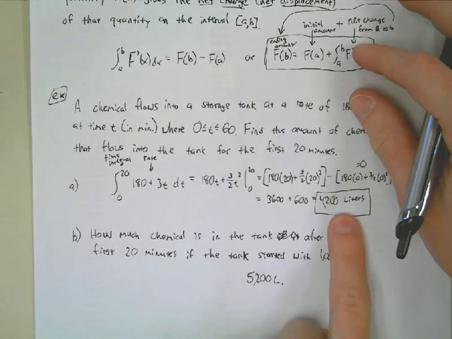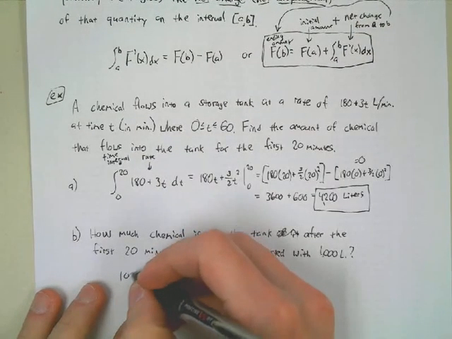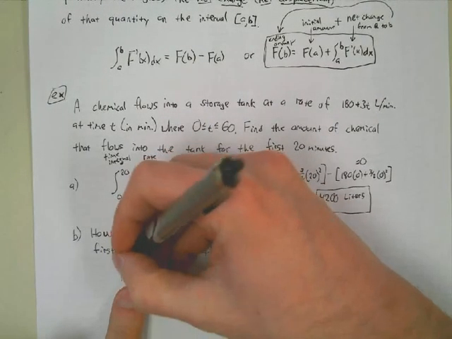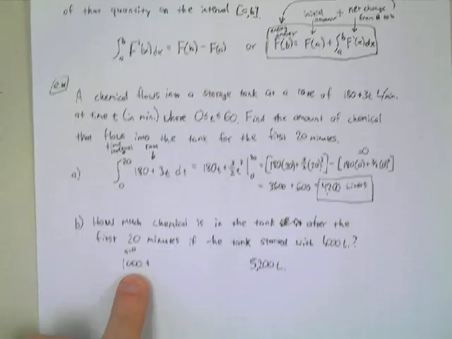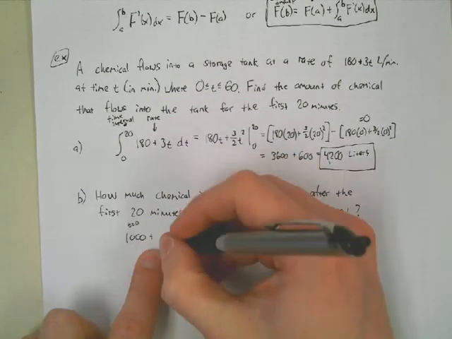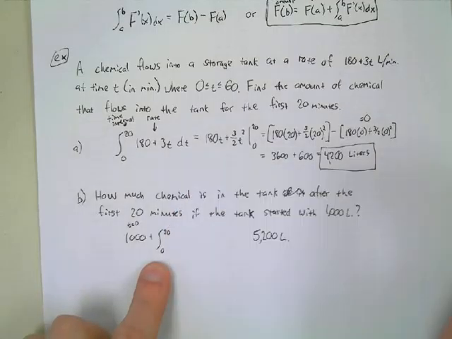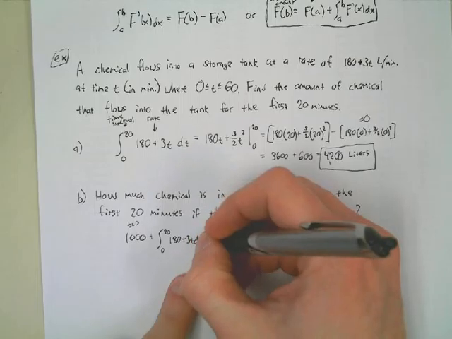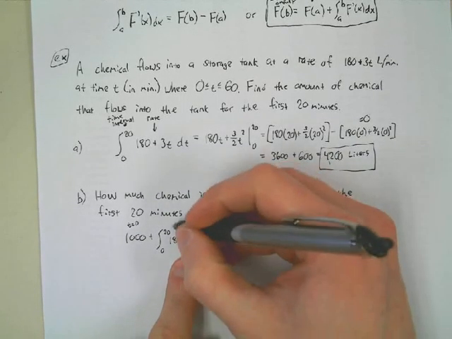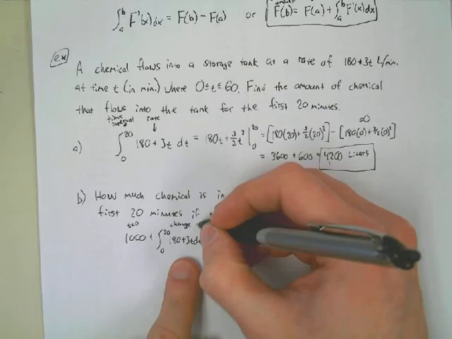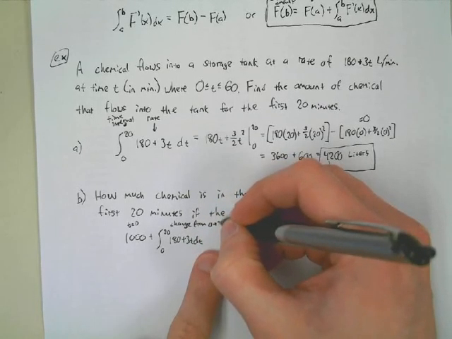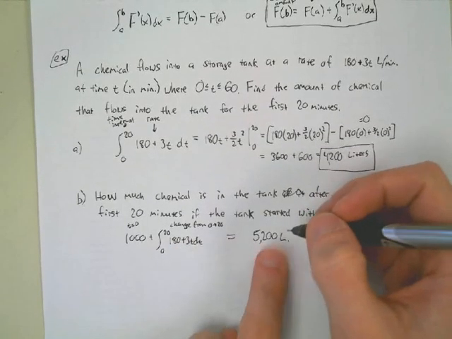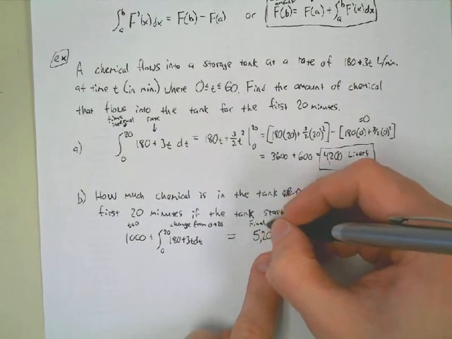So basically we're taking that 1,000, that's at time t equals 0, right? It starts, it's like an initial amount, t equals 0, we have 1,000 liters already in the tank, right? It starts with 1,000 liters in the tank. We're going to add to it the integral from 0 to 20 of the rate at which chemical is flowing in, 180 plus 3t, dt. This is like the change from 0 to 20. And then that equals, so we start the initial amount, we add the change, and then that gives us our final amount after 20 minutes.